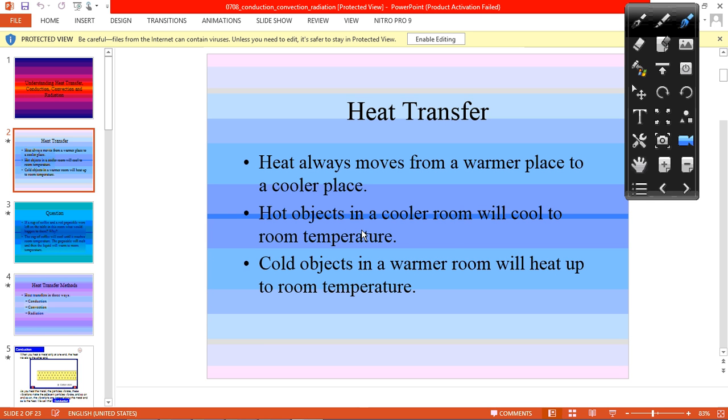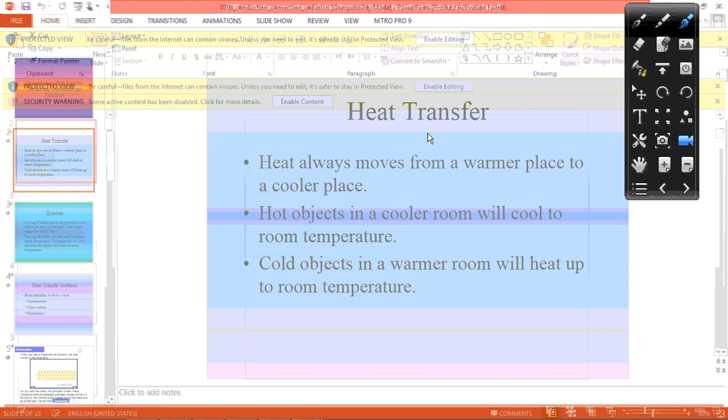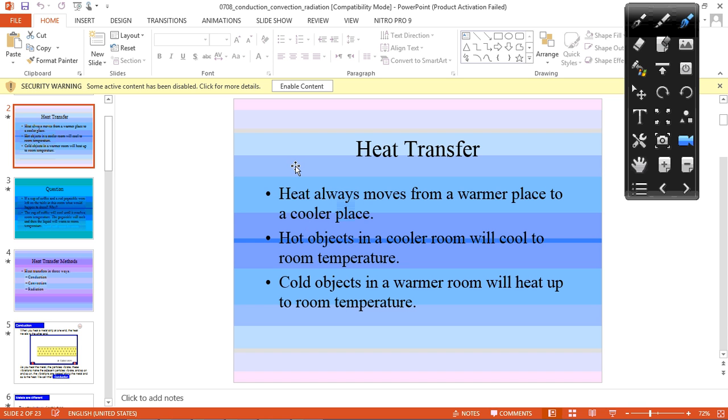Hot objects in a cooler room will cool to room temperature. If you have an object in a cooler room, for example, let's say in a room here, we have something which is hot. We have a hot cup in a room here. Then you find out that there is a tendency that the coolness of the environment will influence the hotness of the object. It means there will be heat transfer from that hot object to the cooler room.